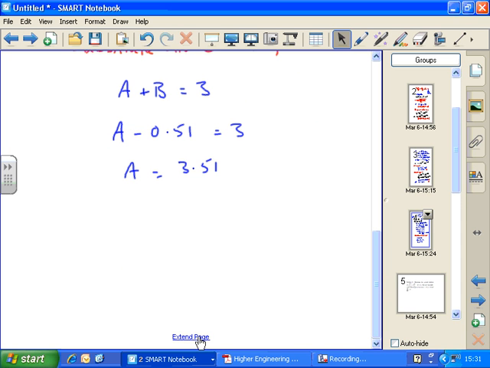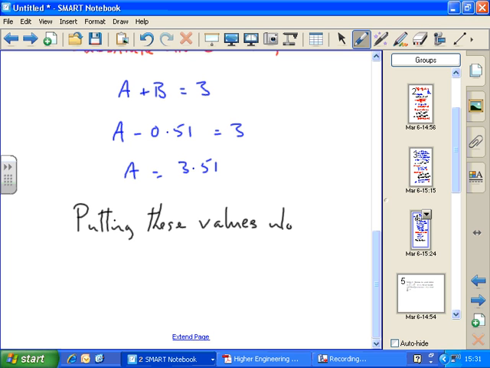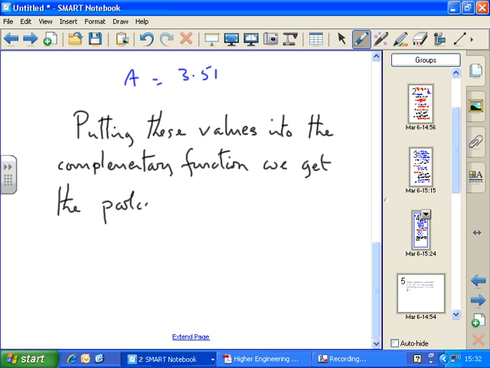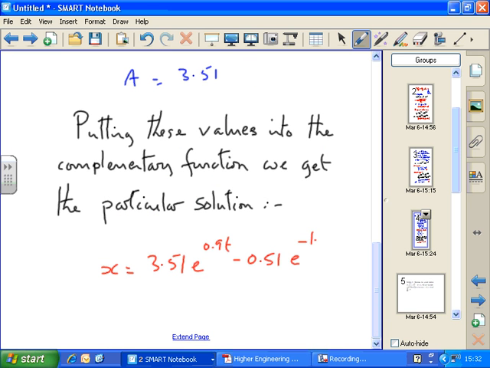So putting these values into the complementary function, the general solution that we had to this particular problem, we get the particular solution. x equals a, and a is 3.51, e to the 0.9t, and b turns out to be minus 0.51, so it's minus 0.51 e to the minus 1.66t, and that's the particular solution for this problem.